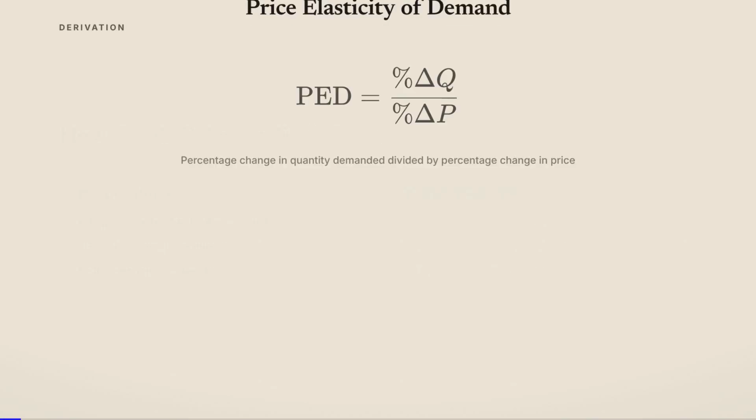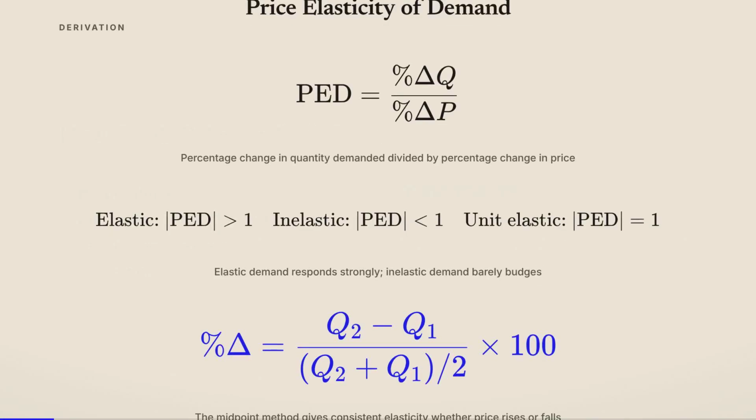Price elasticity of demand, PED, measures how much quantity demanded changes when price changes. The formula is the percentage change in quantity divided by the percentage change in price. If PED is greater than 1, demand is elastic. Consumers respond strongly to price changes. If PED is less than 1, demand is inelastic. Consumers barely budge. If it equals 1, it is unit elastic.